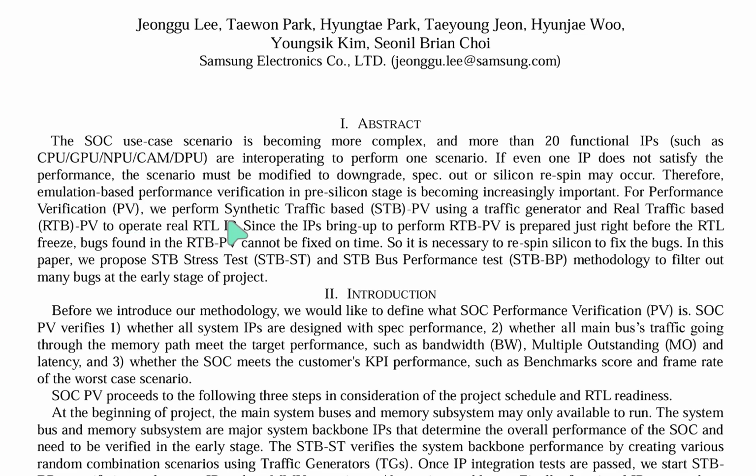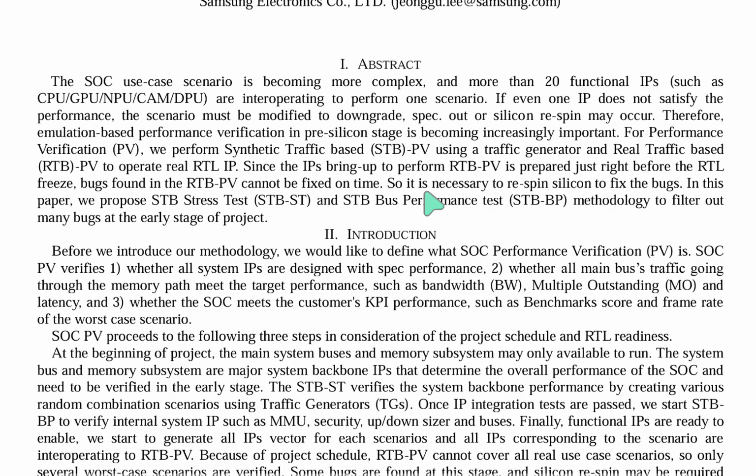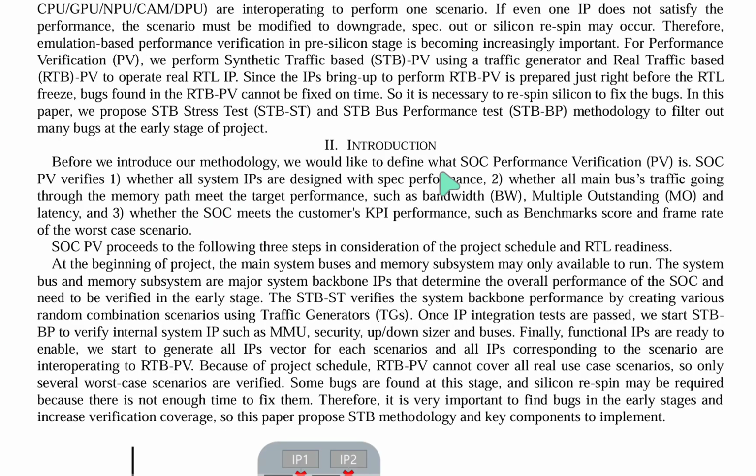Since the IPs required to perform the RTB-PV are prepared just before the RTL freeze, bugs found in the RTB-PV cannot be fixed on time, so it is necessary to respin silicon to fix the bug. In this paper, we propose STB stress test, STB-ST, and STB bus performance test, STB-BP methodology to filter out many bugs at early stage of the project.